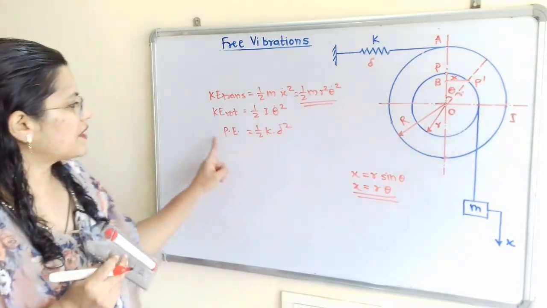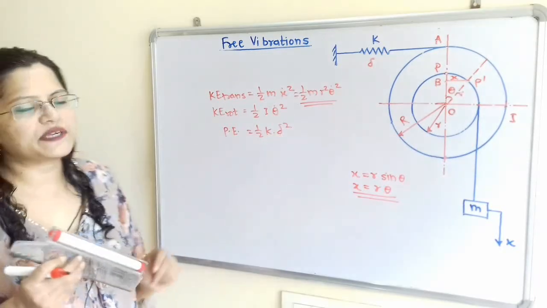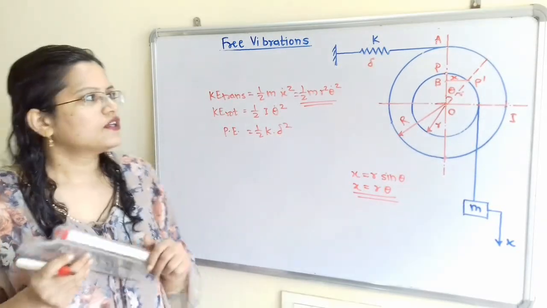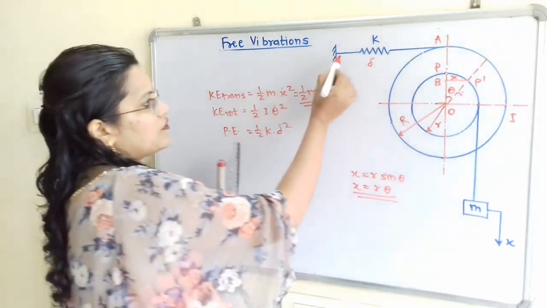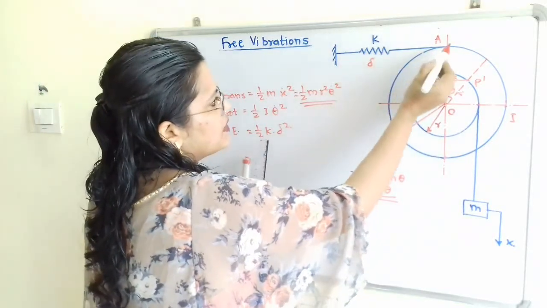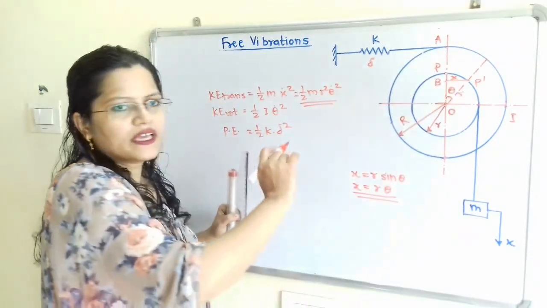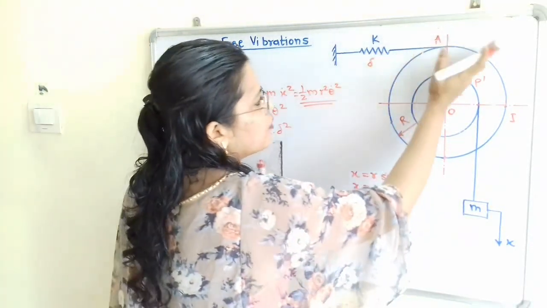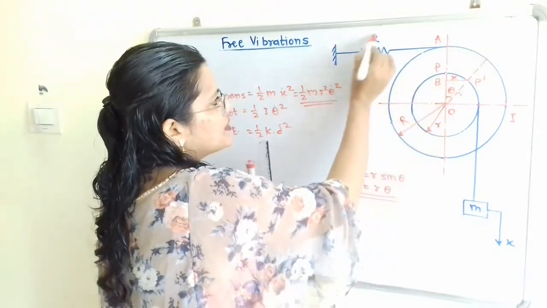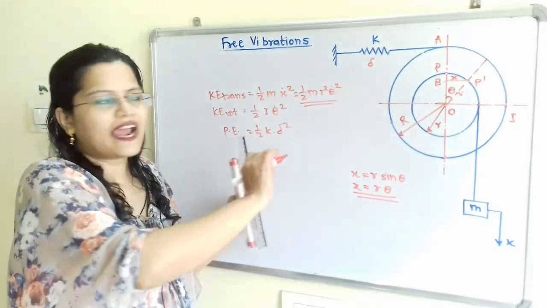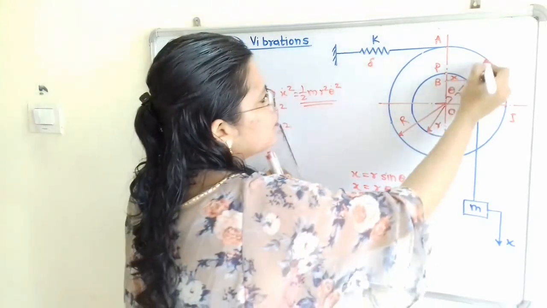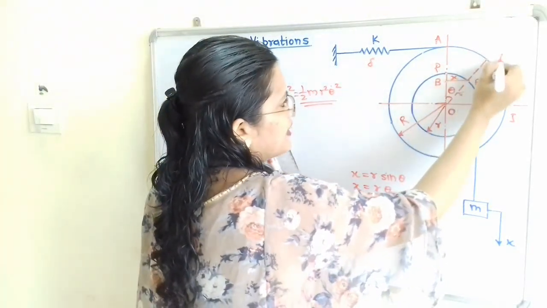Now in the same way, for potential energy we can replace this delta. We will consider the point of contact of this spring with the disc as A. Now when the disc is getting rotated, because the spring is attached here, here is the new position of this point, A dash.